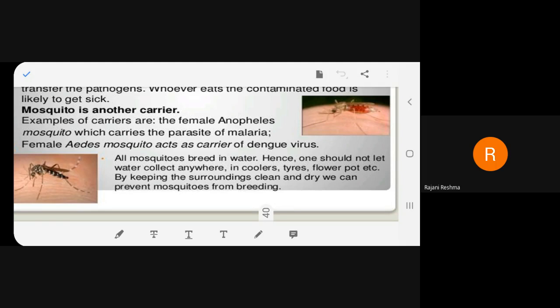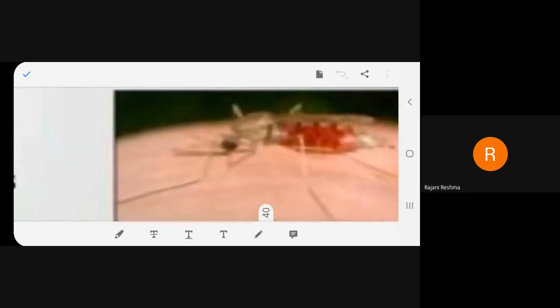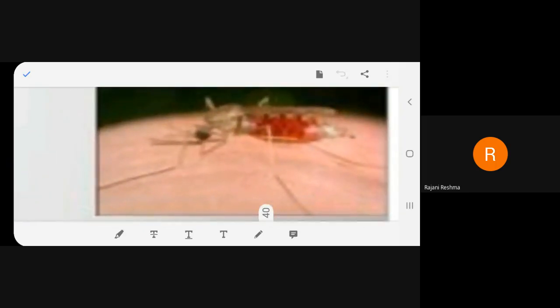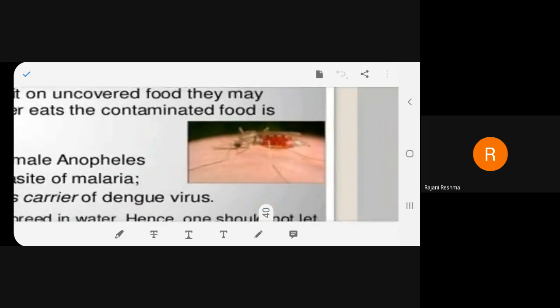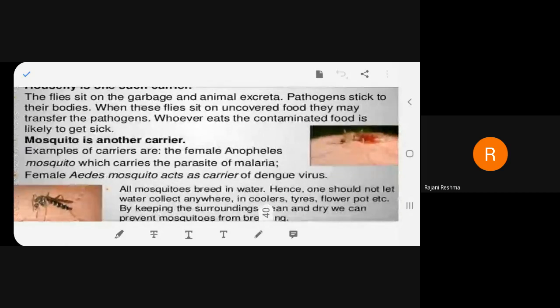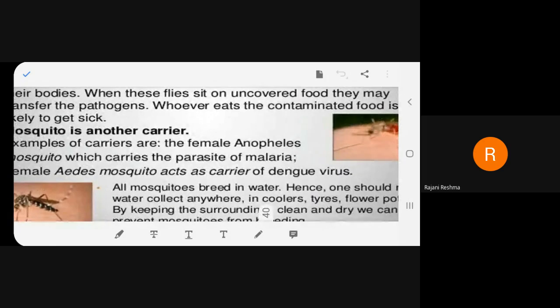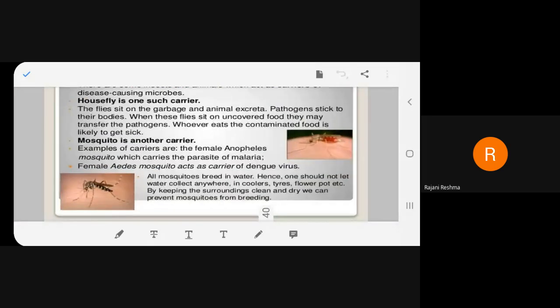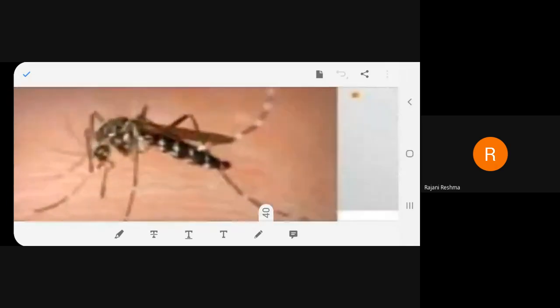Good. Now, housefly we have done. Next, we are going to do mosquitoes as carriers. The first one we are going to talk about is the female Anopheles mosquito. You can see this. What is there in the stomach? Blood. Remember that. This Anopheles mosquito has got the parasite of malaria in the stomach. It's called Plasmodium, and it is spreading malaria. Next is the Aedes mosquito. Can you see this? This is the Aedes mosquito.